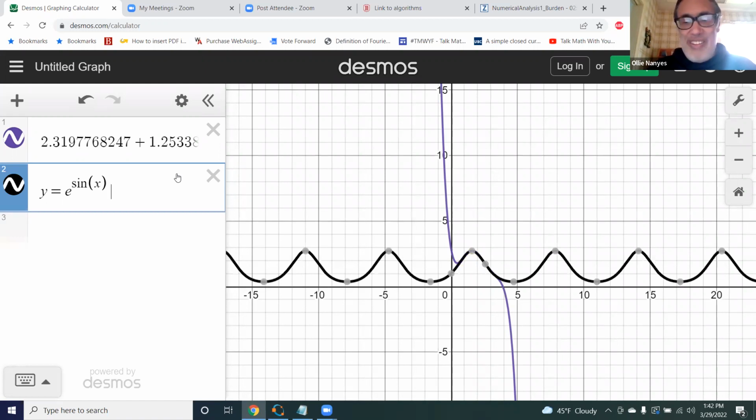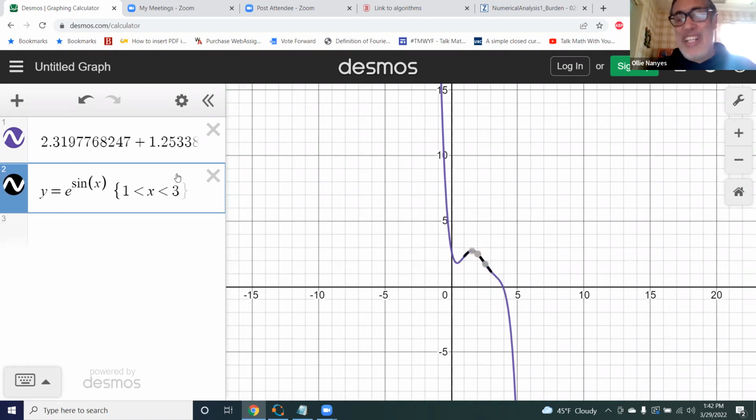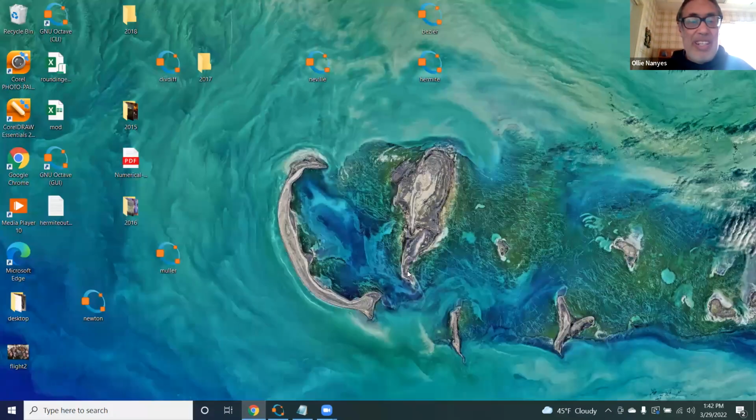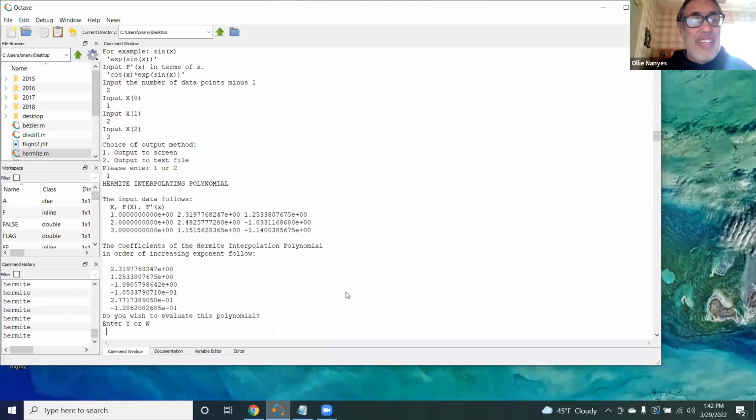Now you might say, how good is that? Well, if I restrict my x between the nodes, it's quite good, as you can see. A perfect overlap with our polynomial, which is the one in purple. So that's how you can use Desmos for this. If you'd rather use Octave, that's okay too. Let's go back to Octave.